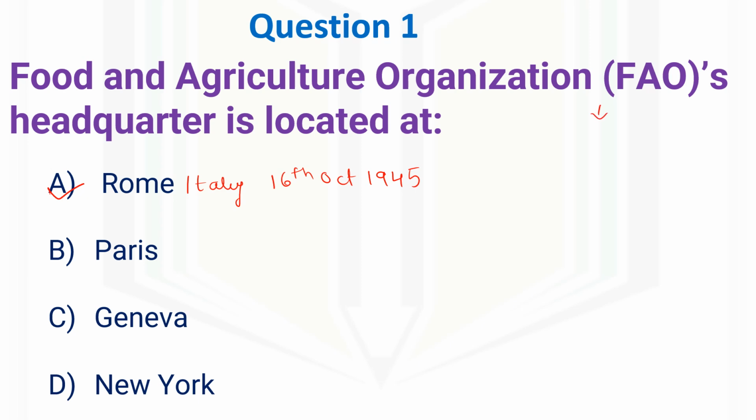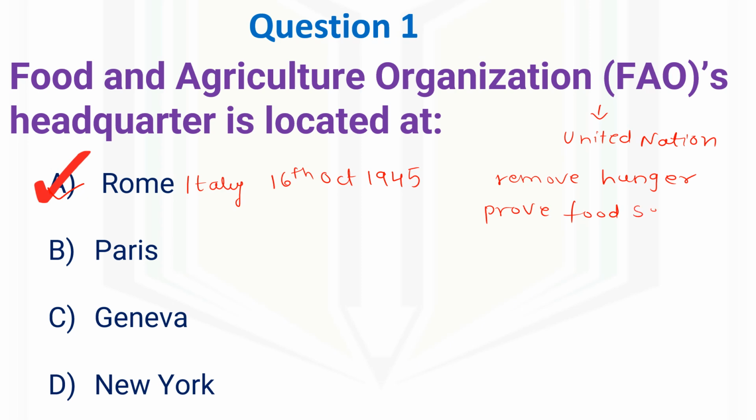Its basic aim is to remove hunger and provide food security and nutritious food. It helps the government and development agencies to coordinate and improve agriculture, forestry, fisheries and water resources. It comprises 195 countries together to fight against hunger and provide nutritious food and food security to all over the countries.